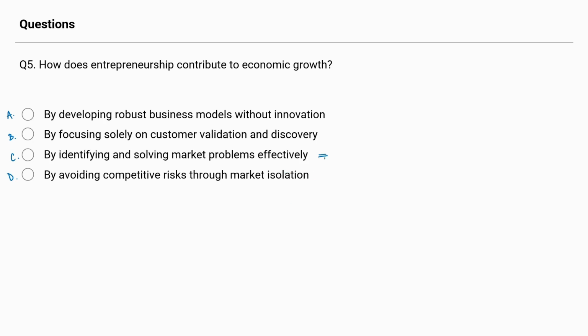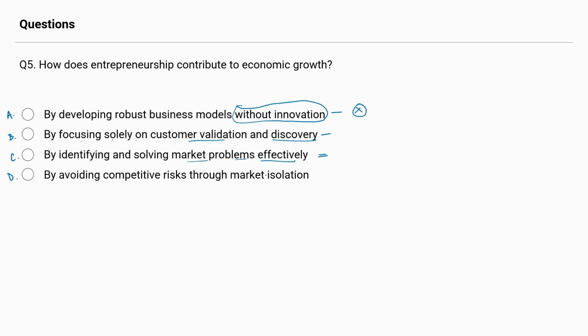Interesting. If we go through the options, we have by developing robust business models without innovation. Now, this term here, without innovation, doesn't make sense. Obviously, this is not the correct answer. So, wise choice not to make this an option. By focusing solely on customer validation and discovery. Okay, this could be an option, but then we have to figure out what are the other options.